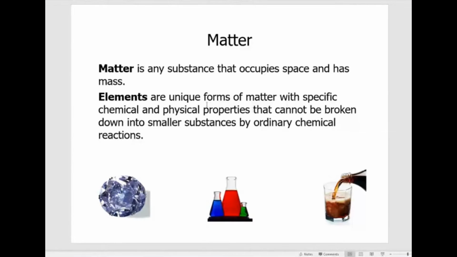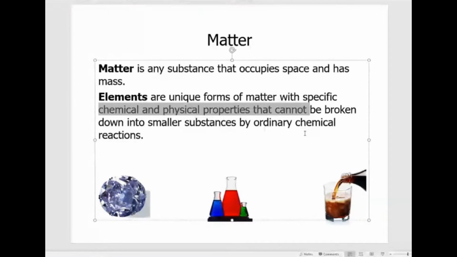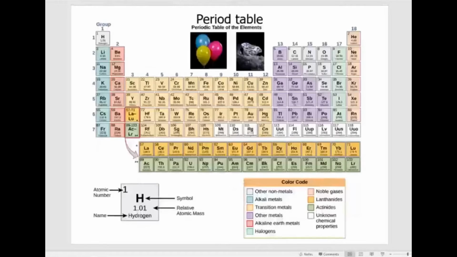Now, when we look at the building block for matter, the most fundamental unit is elements. Elements have specific chemical and physical properties that cannot be broken down in a chemical reaction. I know it's a very abstract description, but we'll have some examples later. The best example for elements is this periodic table. How many elements do we have? This is the last one, 118 elements.